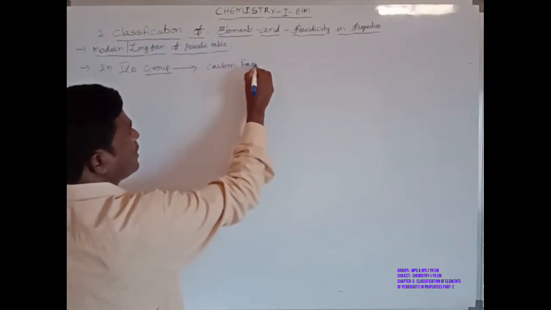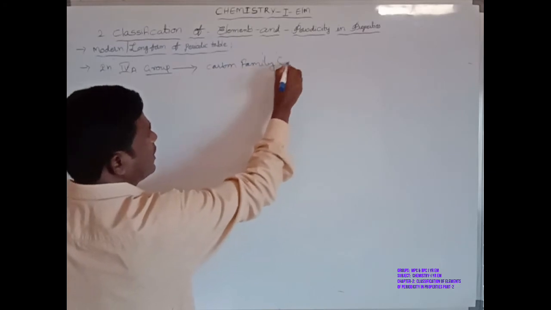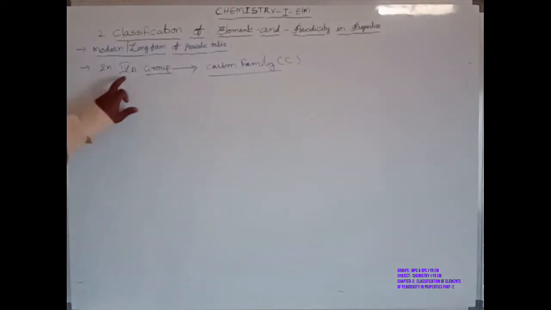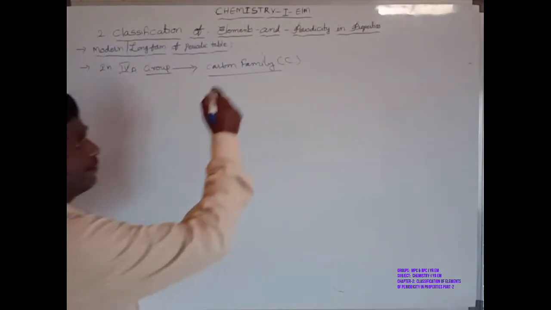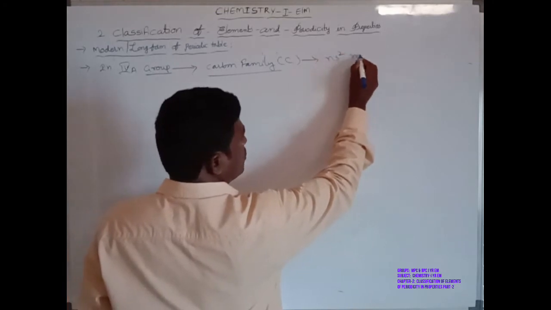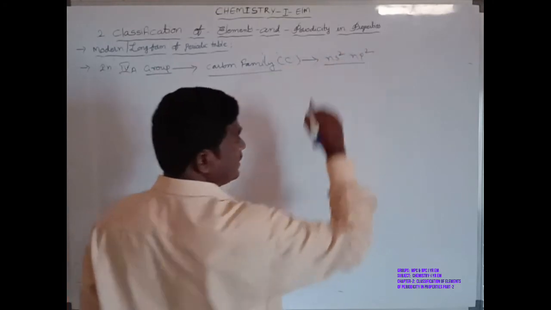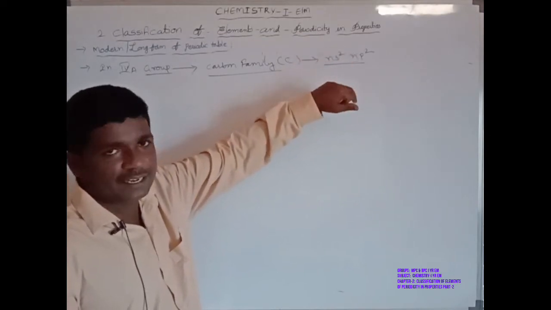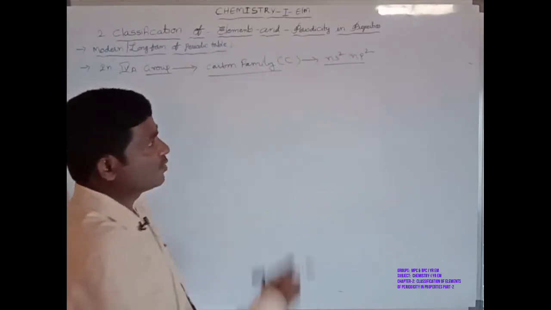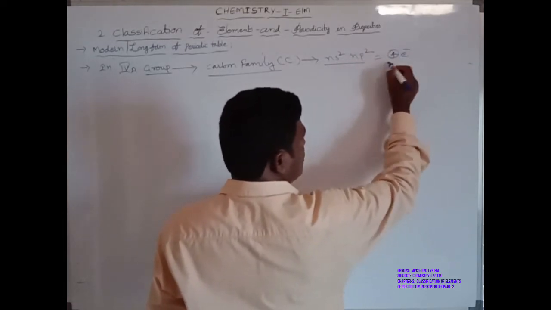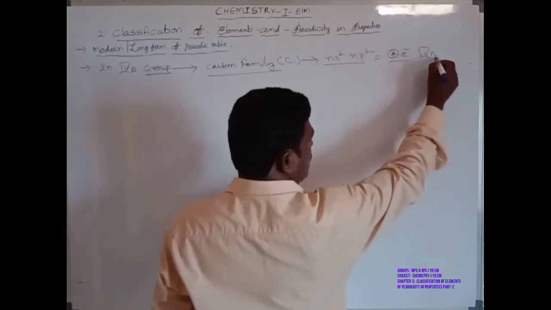Carbon family, also known as C. The fourth A group elements are also called the carbon family. Electron configuration: ns2np2. The s orbital consists of 2 electrons and the p orbital consists of 2 electrons. In total, the outermost shell consists of 4 electrons, so it is also called the fourth A group elements.